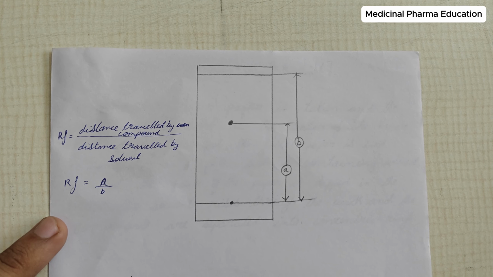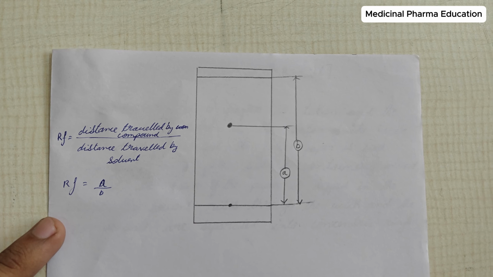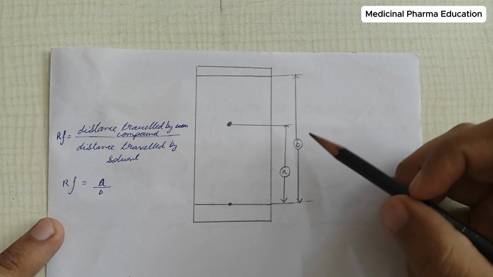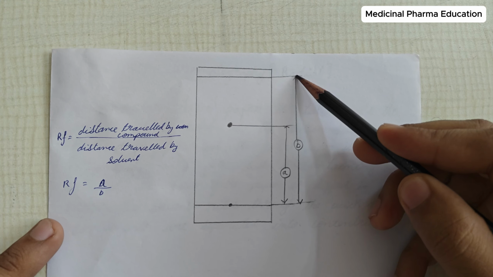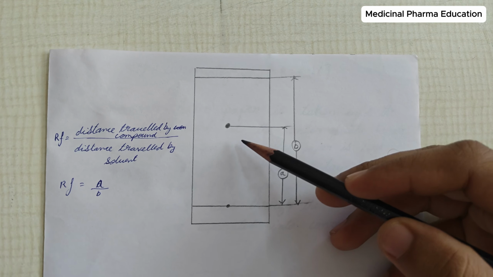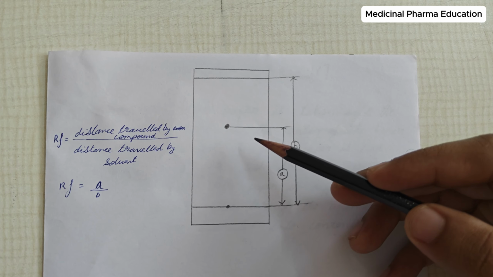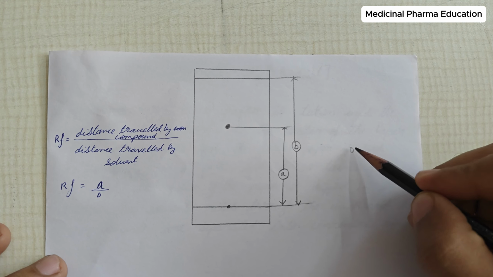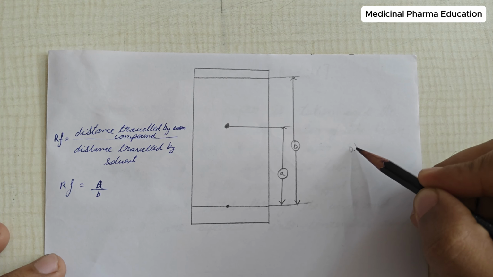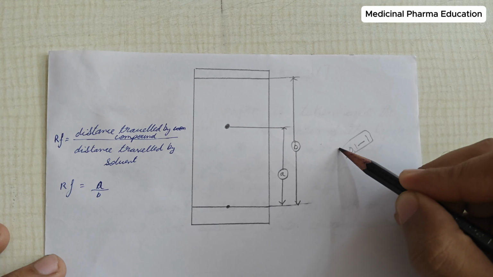It can be 1, but it is rare, because when the solvent travels, the compounds will also attract a little bit to the stationary phase, and so it is 0 to 1. This is the RF value.